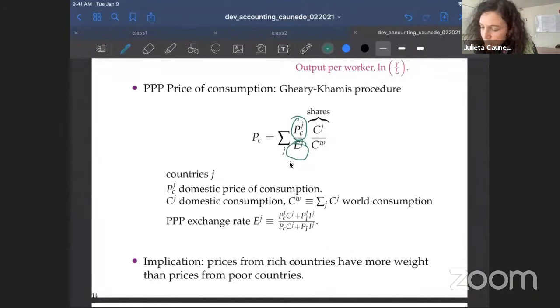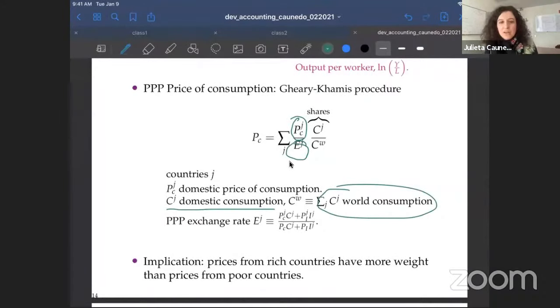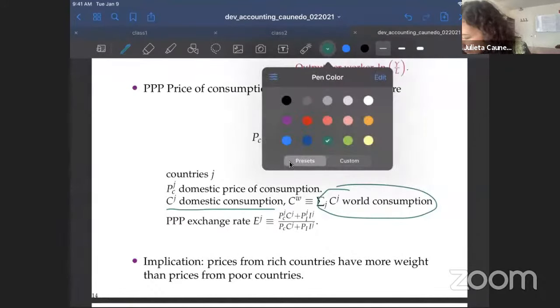But then you're going to weigh these prices, the price of an apple in Bangladesh versus the price of an apple in Brazil, using the domestic consumption in country j of that apple relative to the world consumption of apples. Now, a direct implication of this is that because the weights have the size of the economies, prices from rich countries are going to have more weight than prices from poor countries. Okay? That's the first takeaway. The second takeaway is the following.